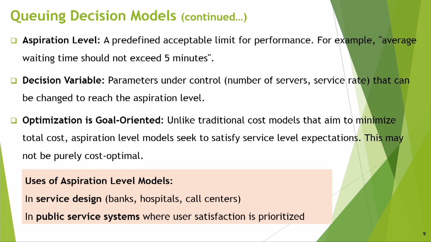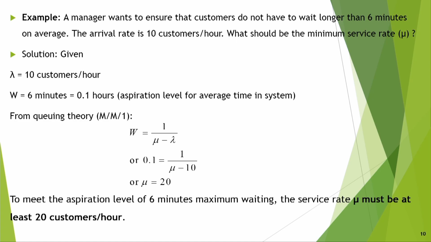Aspiration level models are used in service design, like in banks, hospitals, call centers, or in public service systems where user satisfaction is prioritized. So, here let us give one simple example. A manager wants to ensure that customers do not have to wait longer than 6 minutes on average. So, 6 minutes waiting is allowed, but not more than that. The arrival rate is 10 customers per hour. What should be the minimum service rate?